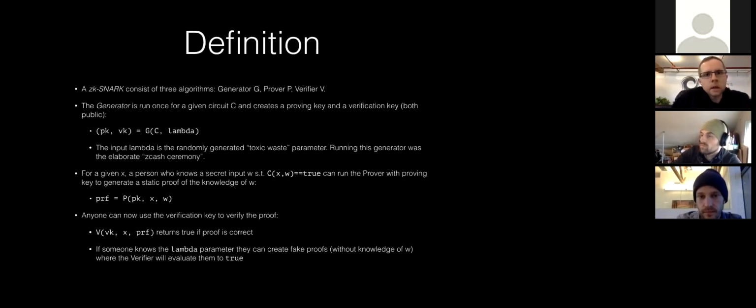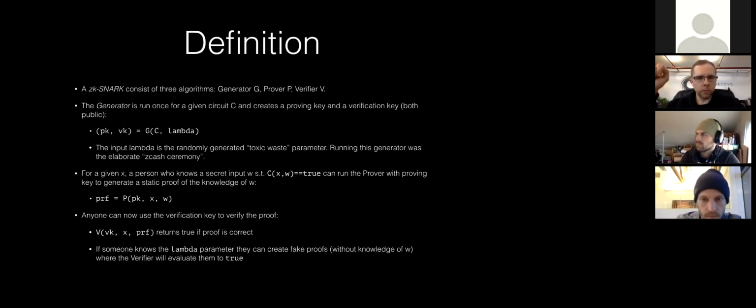So what is the definition here? A ZK-Snark consists of 3 algorithms. First is the generator, then we have the prover, and then we have the verifier. And it follows the previous slide. So what's the generator? We have a circuit or a program. Remember, this encompasses the properties that you want. And when you run the generator, you create a proving key and a verification key. These are public, you can share them with anyone, and they will be used when creating proofs.